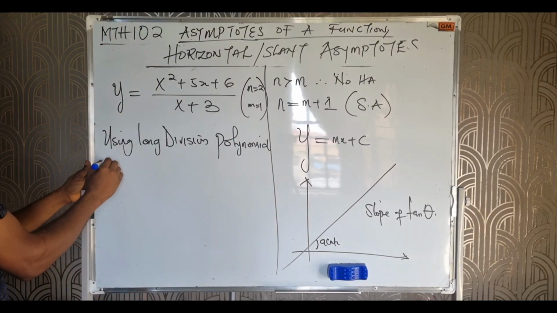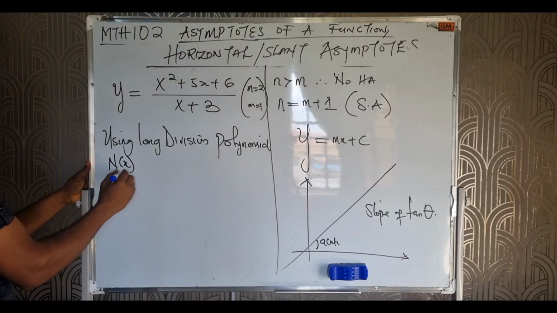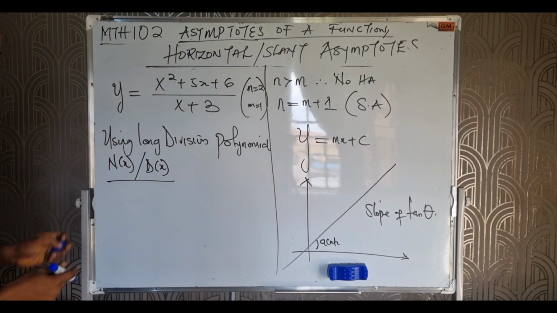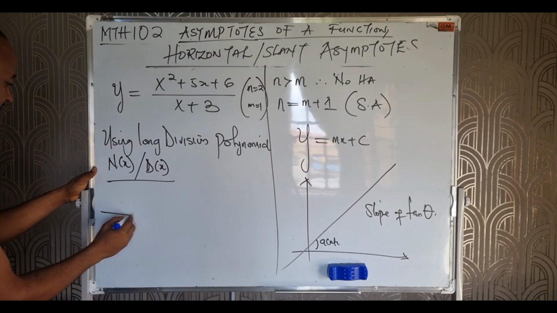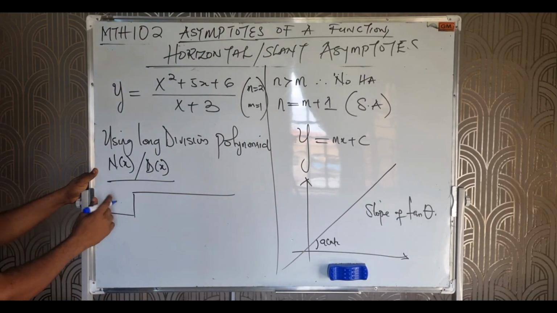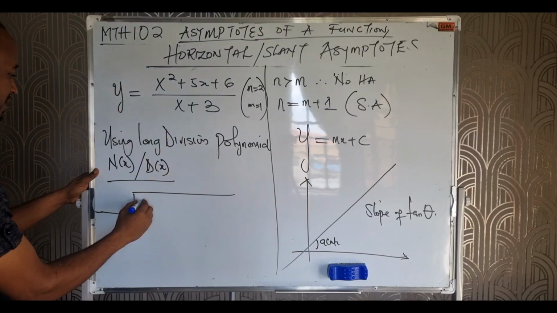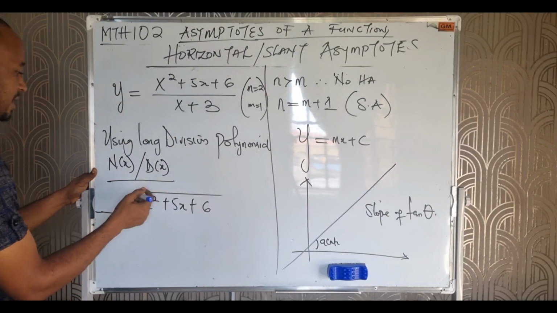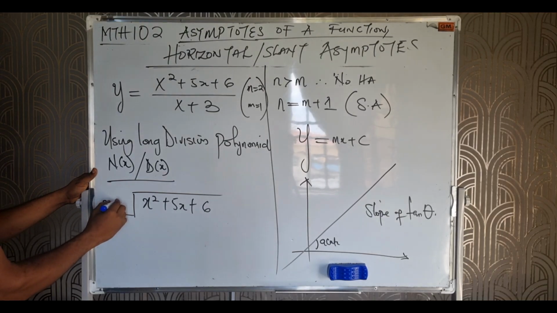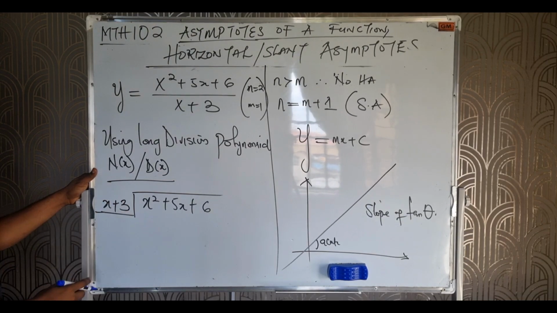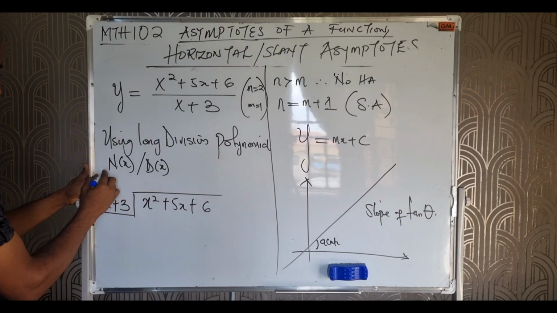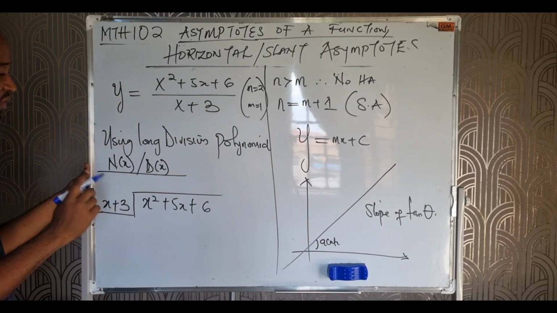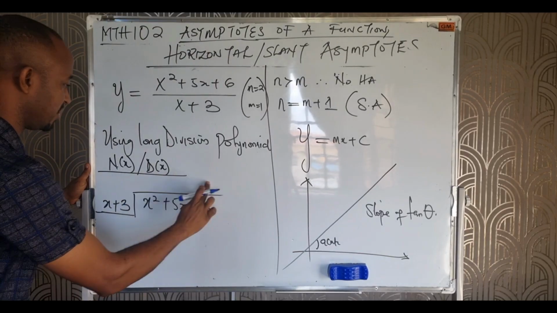Meaning dividing N(x) by D(x). Okay, so let's see what we're going to generate from here. Now let's divide and see. Our N(x) is x squared plus 5x plus 6, right? Our D(x) is x plus 3. So the result of this division is actually the slant asymptote, and that result is called the quotient, which should be placed somewhere here.